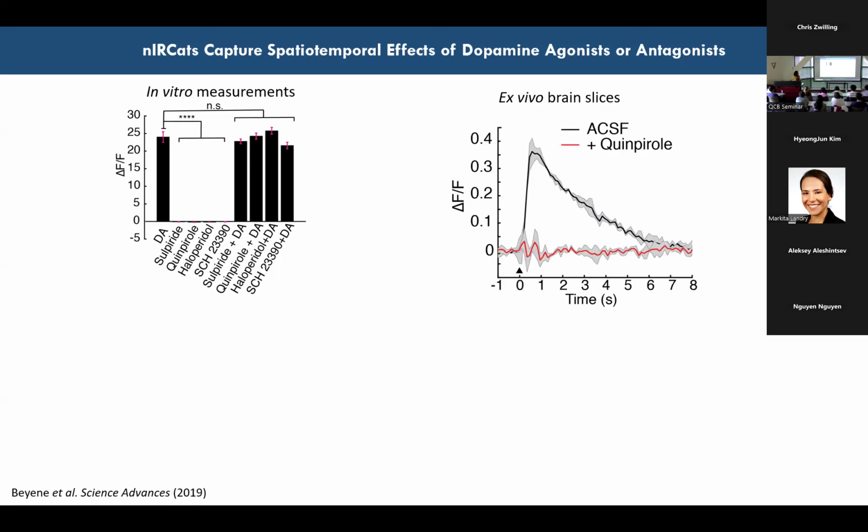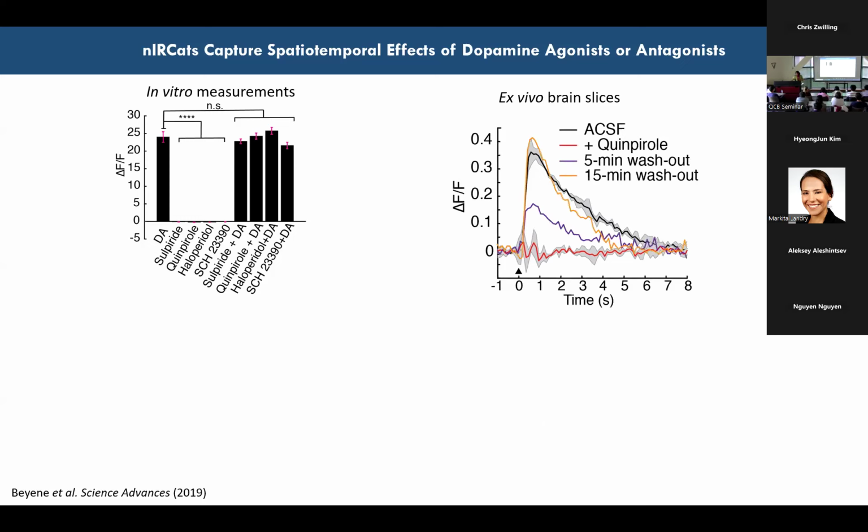We can, again, do just a control experiment showing that if we stimulate a brain slice that is just in artificial cerebrospinal fluid, we get the predicted release and decay kinetics. And if we bath apply quinpirole, we no longer get a signal. We can remove the drug and recover the original signal.